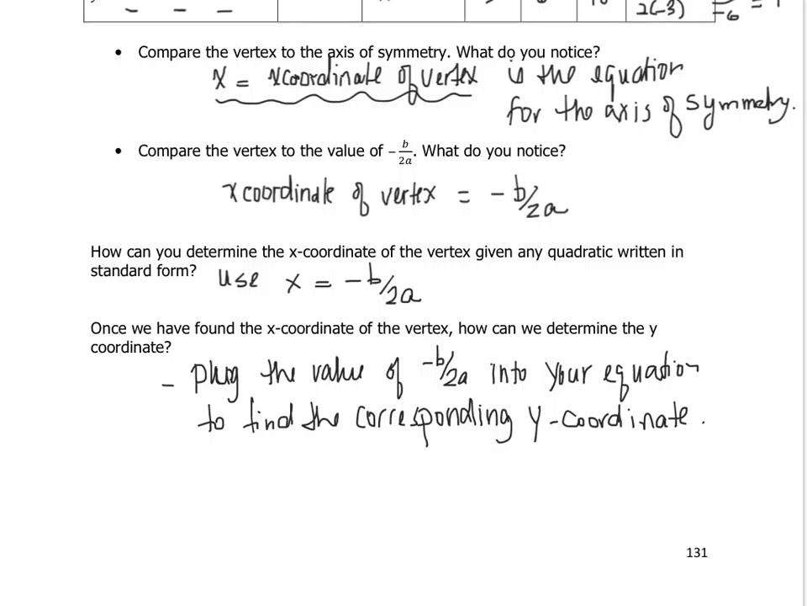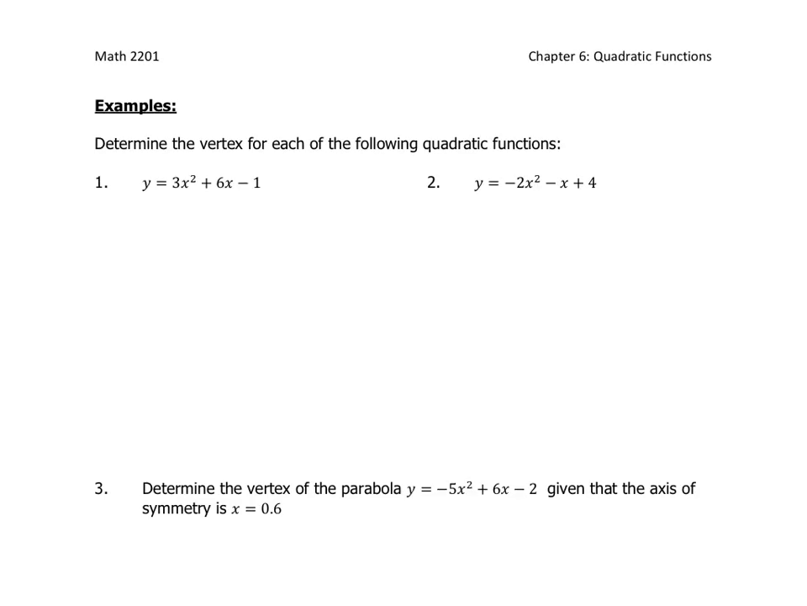All right, so once you find x equals negative b over 2a, plug that into your equation for x and work out the y-coordinate that goes with it. So it's basically an algebraic way to find the vertex. So we're going to try this now with some practice questions.